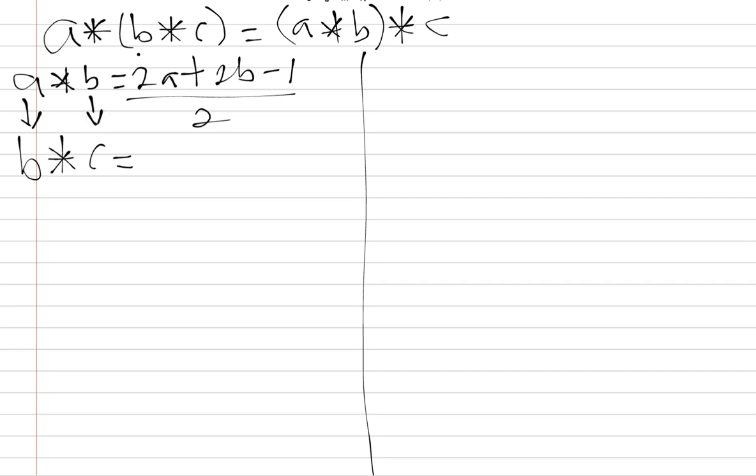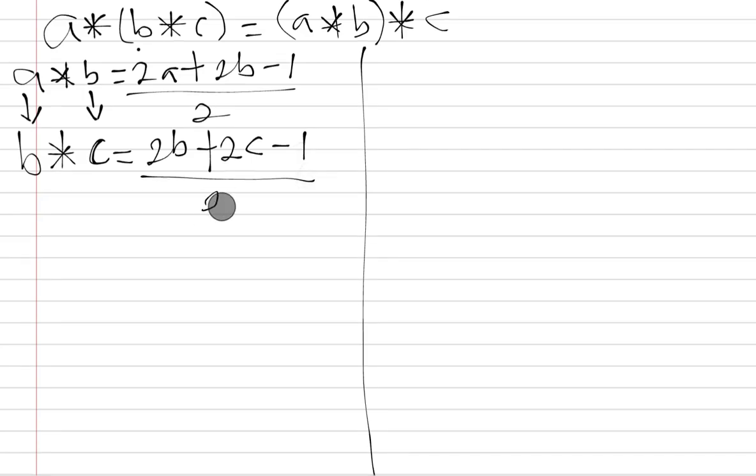I'll put c. Are you seeing that? That means this one now becomes what? 2b plus what now? 2c minus 1 all over what? All over 2. Are you seeing that now? So I have gotten my b star c.